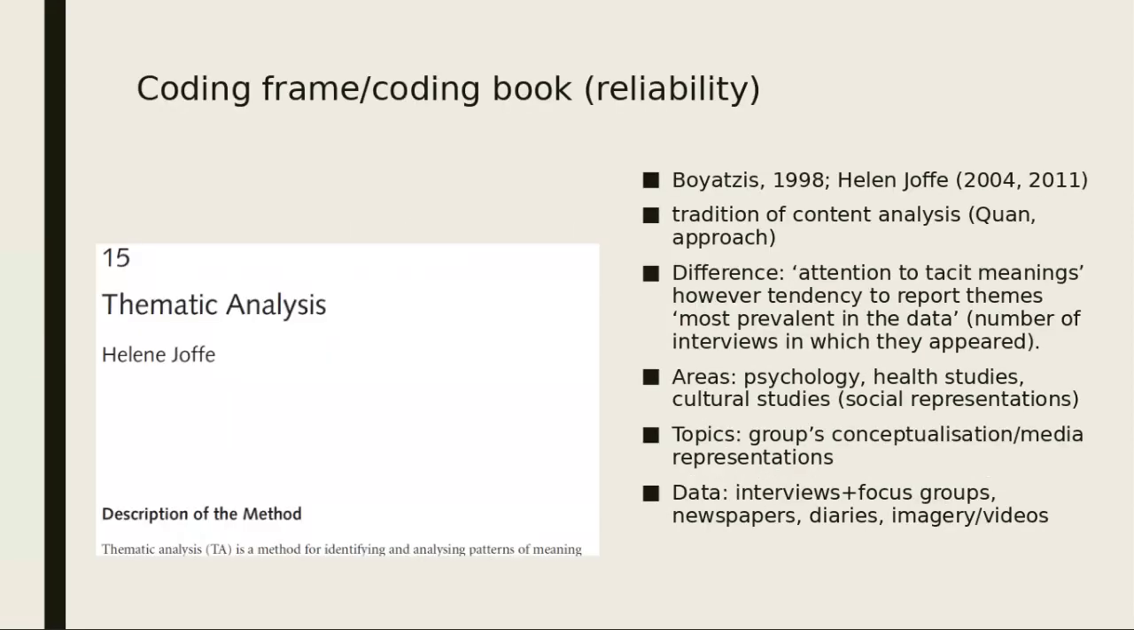Okay, so let's move on to the second one, which is called the coding frame or coding book, and it has an emphasis on reliability. Now, I have to say, this is called thematic analysis as well, and one of these seminal papers is by Helen Joffe. I hope I'm pronouncing her name properly. So it started perhaps from a tradition from Boyatzis. I mean, you have some references there. A tradition of content analysis.